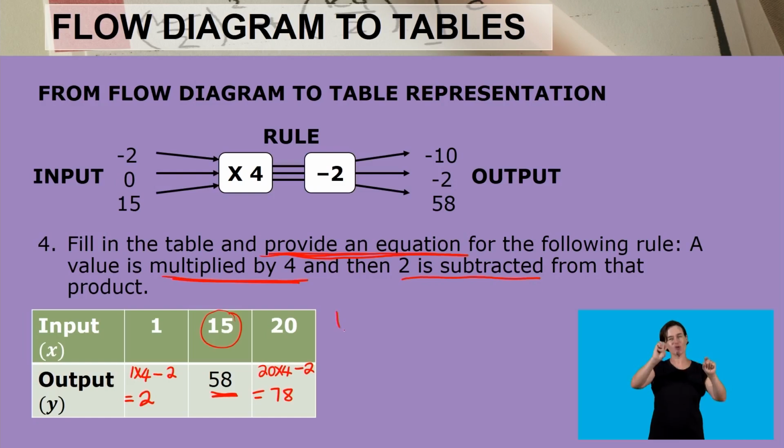And how are we going to now provide an equation for this rule? Of course, we know that to get the output value, we are going to take the input value and multiply it by 4, so that is 4x. And from there, we are going to subtract 2, and that is the equation for that flow diagram as well as that table representation.